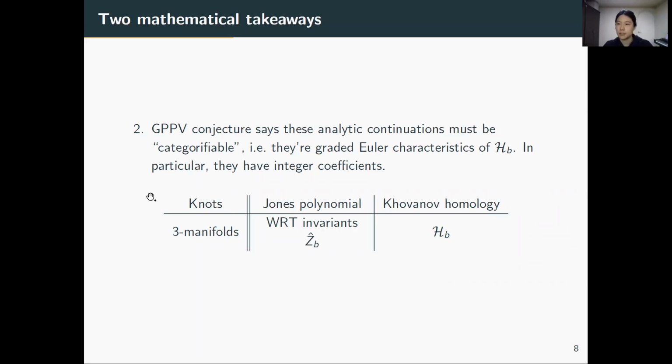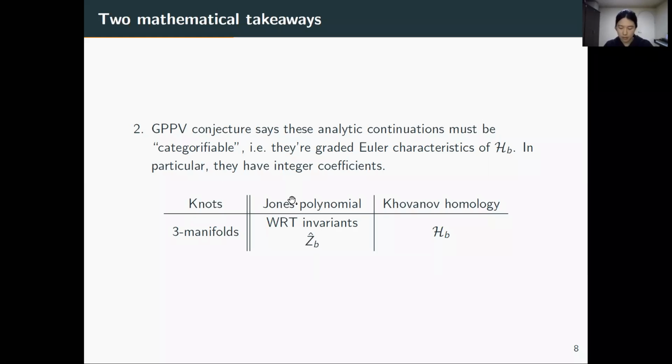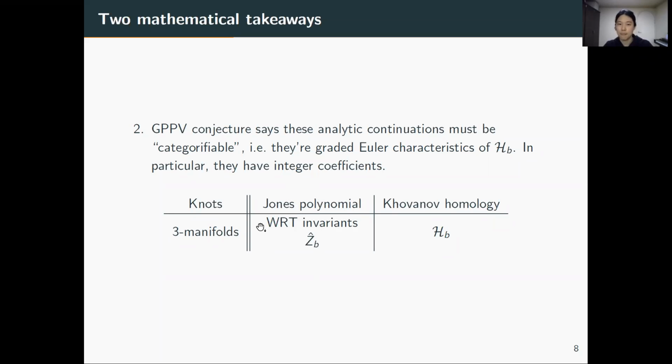So in low-dimensional topology, especially in quantum topology, some of the most important invariants people study are the Jones polynomials, which are the expectation values of the Wilson line operator in the Chern-Simons theory, and there are Witten-Reshetikhin-Turaev invariants, which are the Chern-Simons partition functions on three-manifolds. About 20 years ago, Khovanov found an invariant of knots and links, valued in bigraded vector spaces, such that its graded Euler characteristic recovers the Jones polynomial.